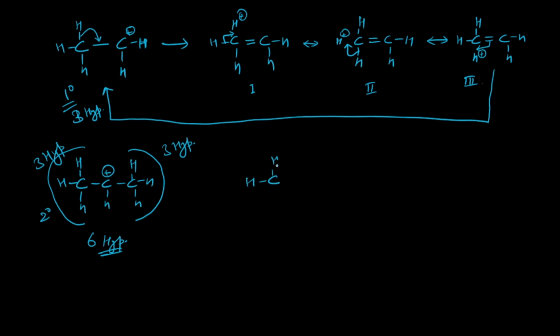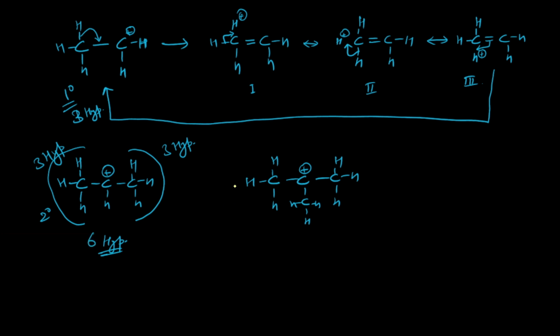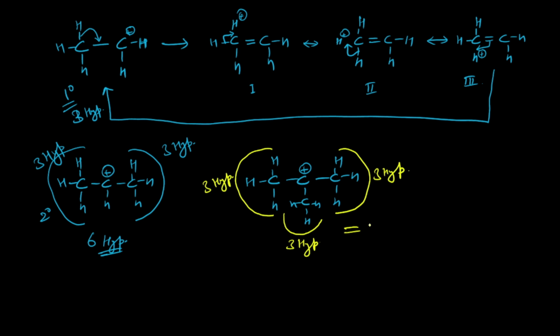See, hydrogen, hydrogen, hydrogen. Here it will be carbon, positive charge, and then here hydrogen, hydrogen, and this place also, because we are drawing the tertiary, three CH3 groups will be available. In this I'll use a different color so it will be clearly visible for you. These three will form three hyperconjugating structures, these three will form three, and these three will form three. So there will be in total 9 hyperconjugating structures. Got it? There will be 9 hyperconjugating structures.